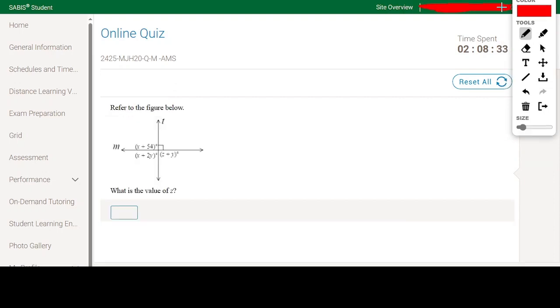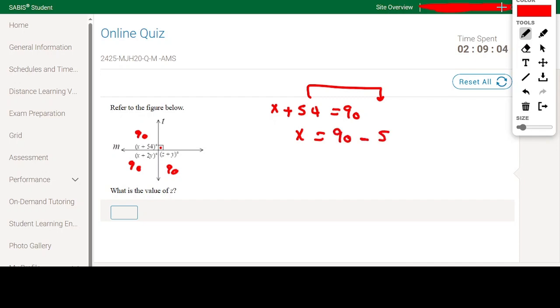Refer to the figure below. What is the value of z? We have this right angle. So here also right angle, 90 degrees, 90 degrees, 90 degrees. So now here I have the first equation, x plus 54 equal to 90. So from this one we can get x. So 54 will go to the other side. So x will be equal to 90 minus 54.